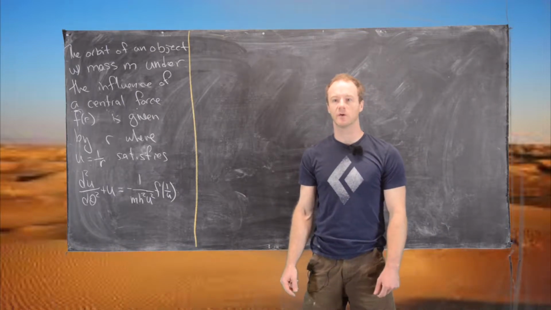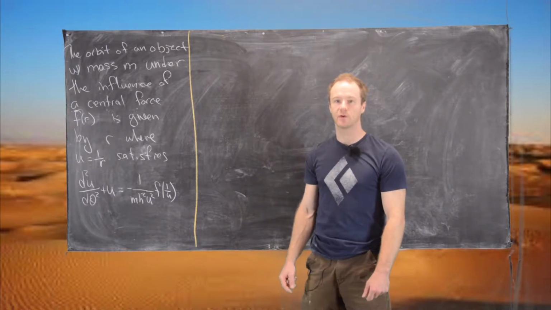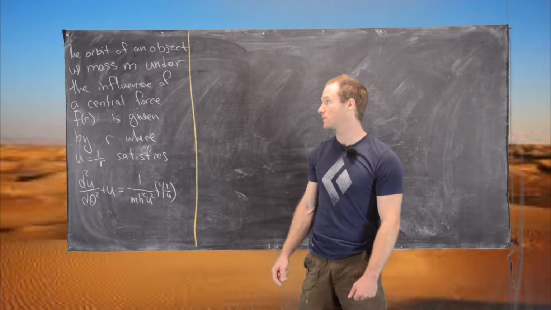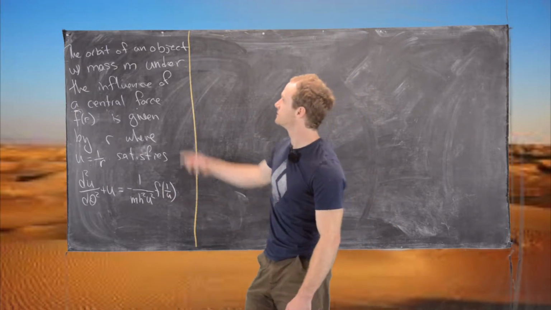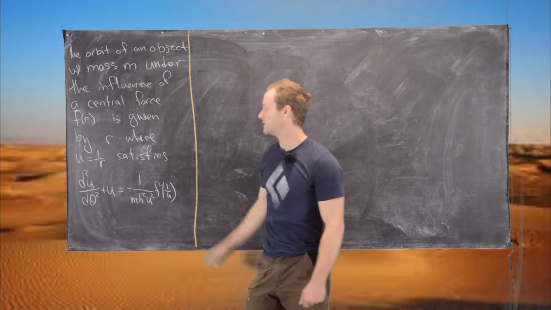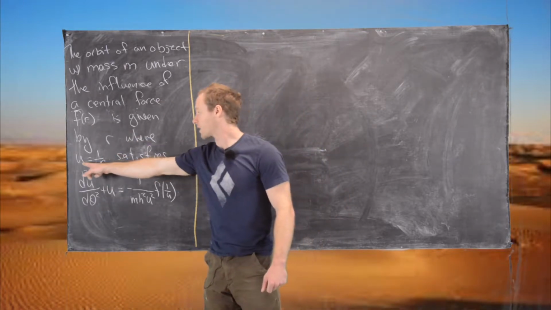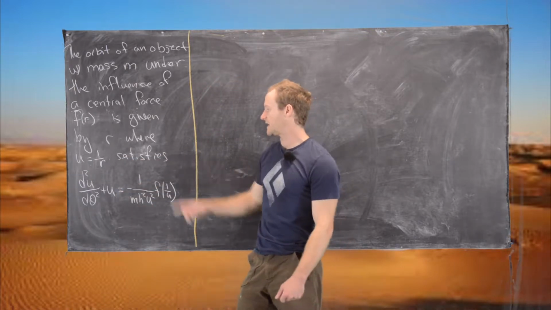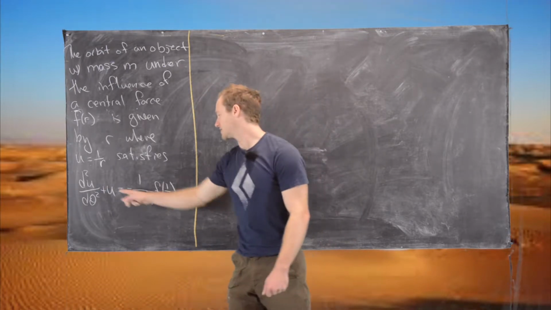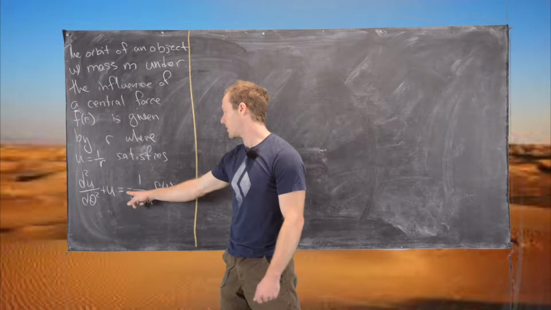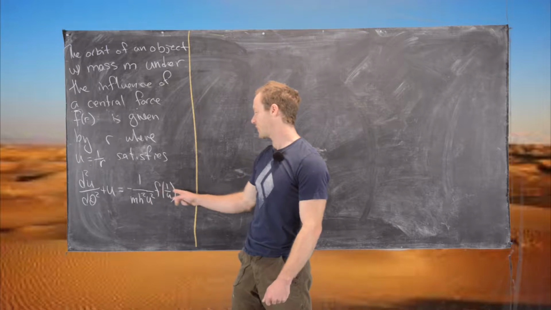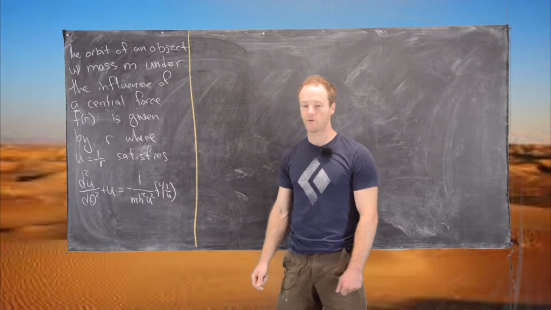Okay, in a previous video, we derived the differential equation that will allow us to find the orbit of an object under the influence of a central force, and we got this as follows. An object of mass m under the influence of a central force F of r is given by r, where u equals 1 over r satisfies this differential equation. So we have the second derivative with respect to theta of u plus u equals this term minus 1 over the mass times h squared, where h is a constant, times u squared times this F of 1 over u.